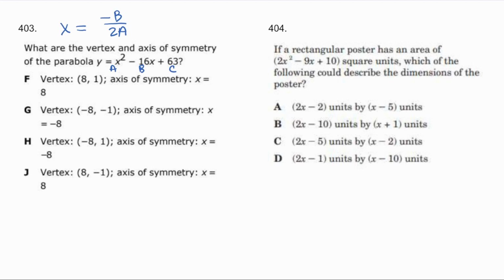So I'm looking for the vertex, which has x coordinate x equals negative 16 over 2 times 1. That's going to be 8. Okay, so I'm ridding myself of g and h, because those are saying x equals negative 8. And now really the only difference between f and j is the y coordinate of the vertex.